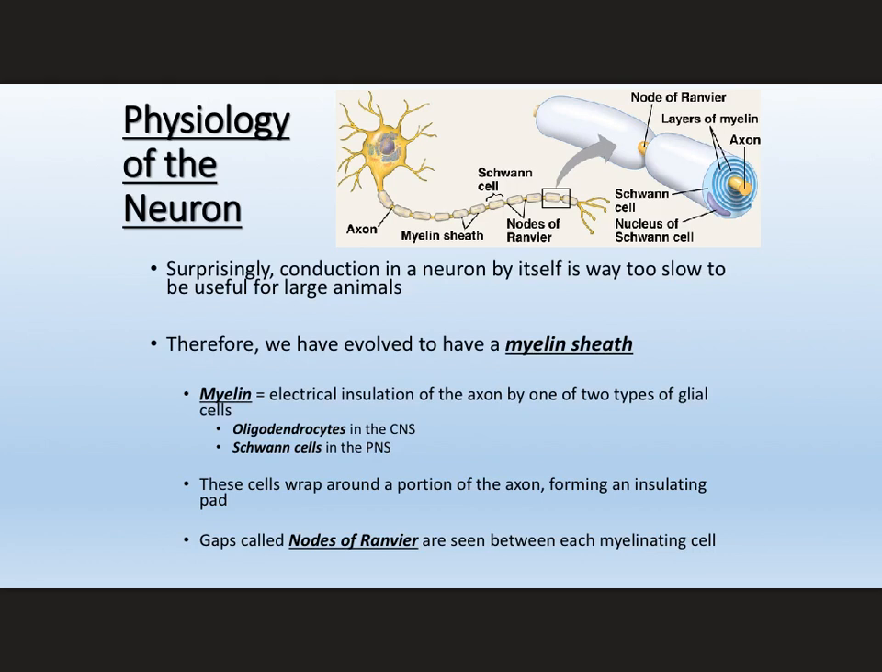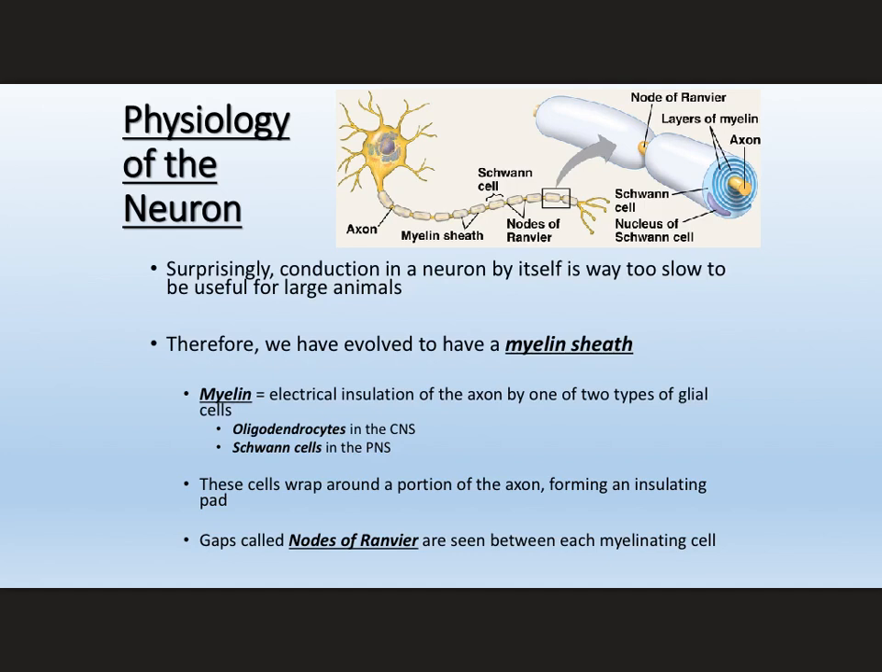Now, one thing that's kind of interesting that scientists figured out a long time ago is that a neuron by itself is actually way too slow for large animals like us. In fact, if we had to wait for our neurons on their own to send signals to our brain and then send signals back out, it would take a long time.